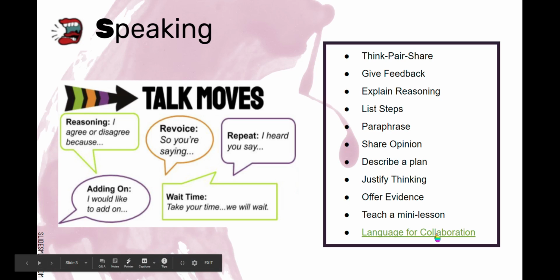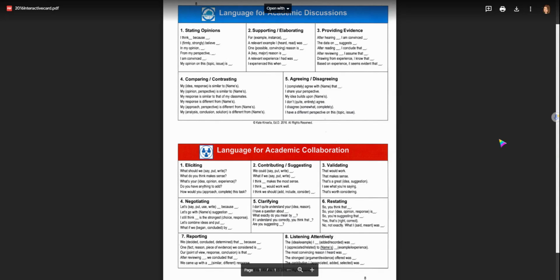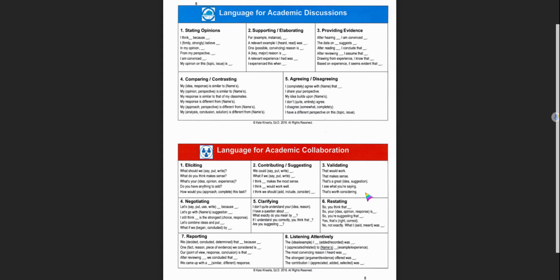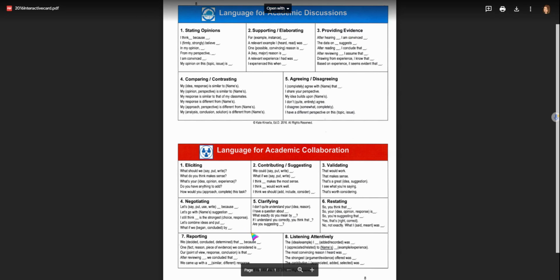There's a language for collaboration card that links you straight to this PDF for academic language discussions. You can add these to a document or your Google Classroom or your presentation as you create spaces for students to collaborate and have academic discussions. You may even want to add the academic vocabulary that you wish for them to use.